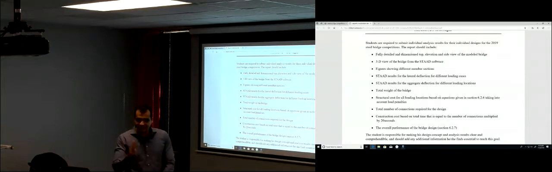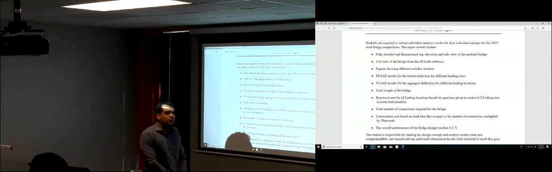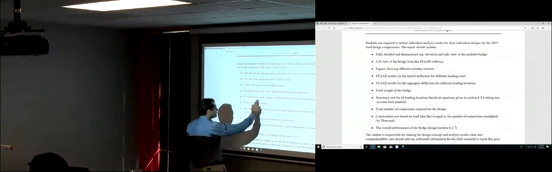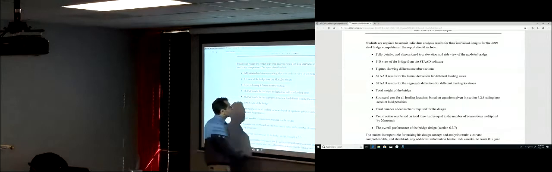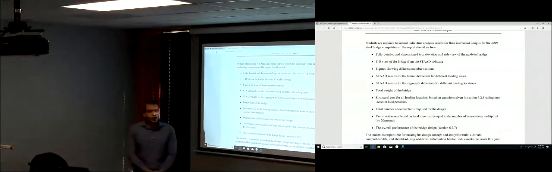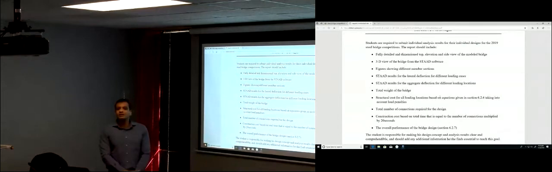You have 7 different load cases. You have to show those results for each load case. That's what you were required to find here: results for the aggregate deflection for different loading locations. Okay? Not just tell me the maximum deflection is 0.6.